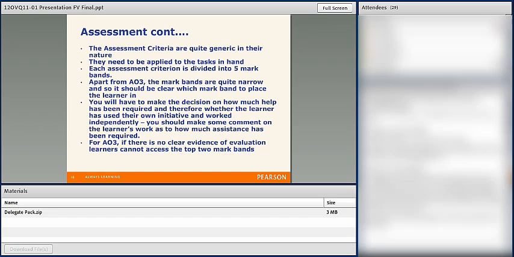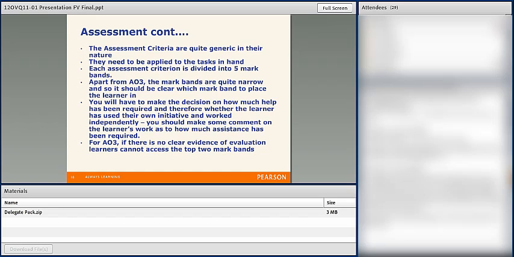One of the difficulties that a lot of assessors find with the new qualifications is that the assessment criteria are quite generic in their nature. They don't give you specifics to look for, and that is very different to how they used to be, and that actually does cause problems for some of the assessors, because they're not quite sure how to handle it.